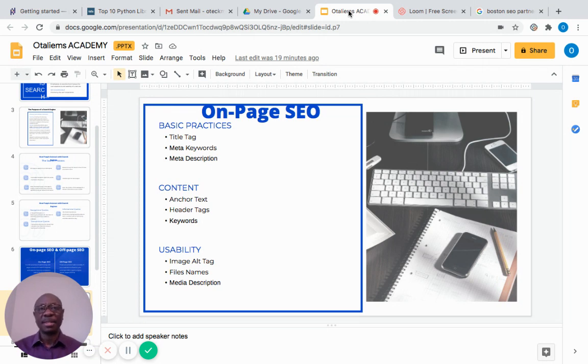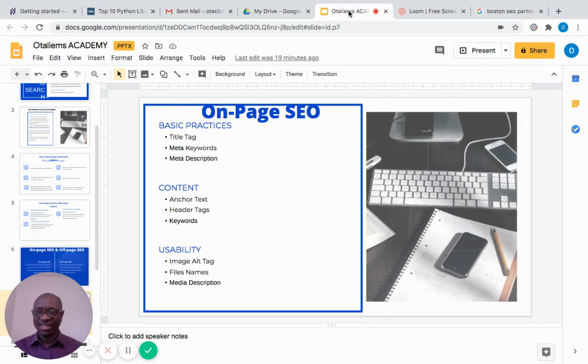So you're talking about the basic practices. I'm looking at it in three subheads. I'm going to talk about the basic practices that you need to look into if you want your site to rank on the first page of Google. I'm going to talk about the content. I'm going to talk about the usability under on-page SEO. So, looking at the basic practices.